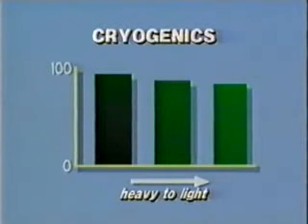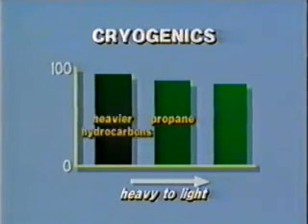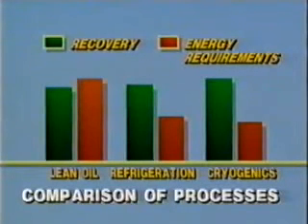Cryogenics can separate and recover similar quantities of propane and heavier hydrocarbons as lean oil absorption. However, unlike other processes, which can recover only up to 25% of the ethane, cryogenics can recover much higher amounts, 80 to 95% of the ethane. To summarize, when you look at the energy requirements for the three processes and the amount of recovered hydrocarbons, in particular ethane, cryogenics stands out as the most energy efficient method for recovering more NGLs.